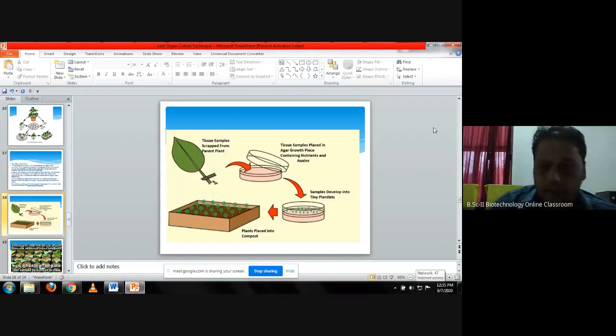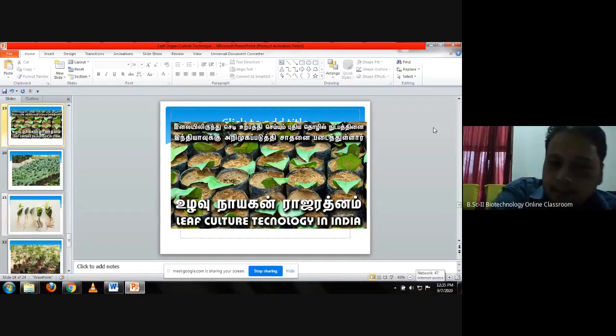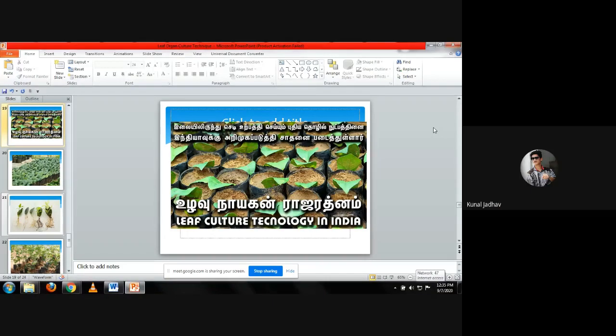Now I'll show you how he has put this leaf. See, here are these small bags. He has put this cocopeat and all this mixture, and in that mixture he has dipped this leaf and put it for culturing. Did everyone see? Yes, sir. Yes, sir. Okay.